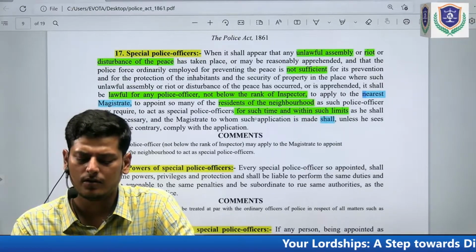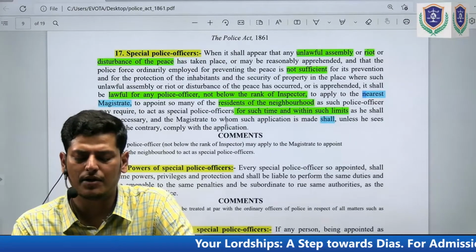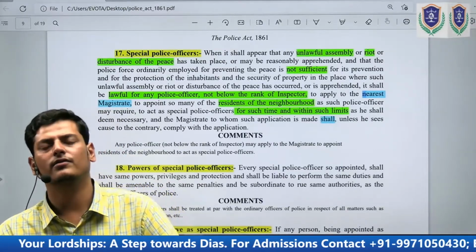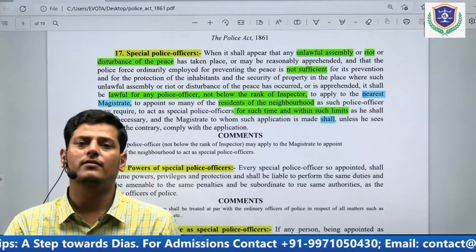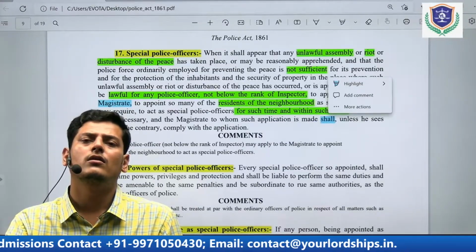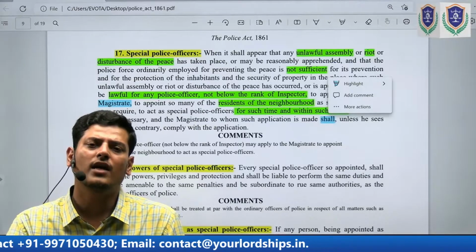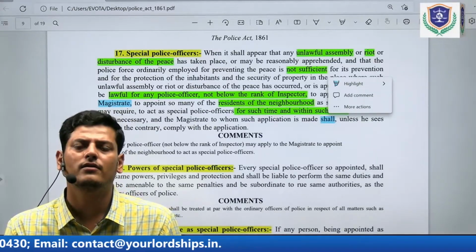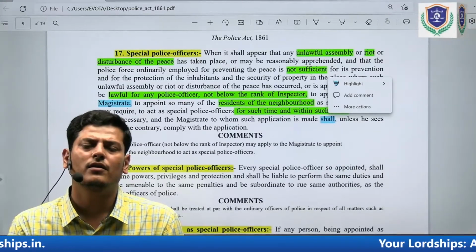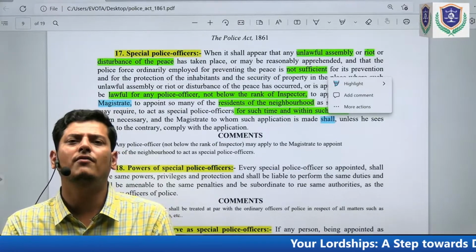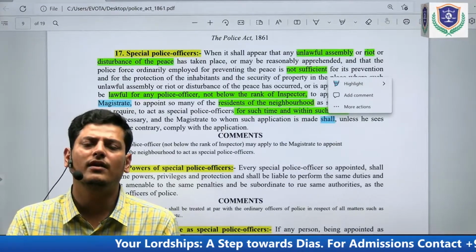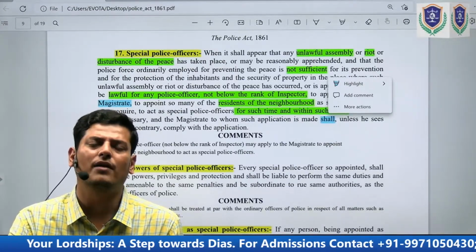Okay. And he shall deem necessary, and the magistrate to whom such application is made shall, unless he sees cause to the contrary, comply with the application. So इस केस में अगर here shall word is used, unless there is a cause that otherwise the situation could be handled, then the magistrate may not consider the application. But if there is no such cause by which any such application should not be allowed, then definitely the magistrate has to comply with it.